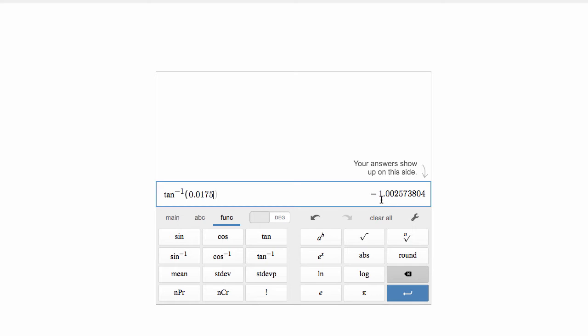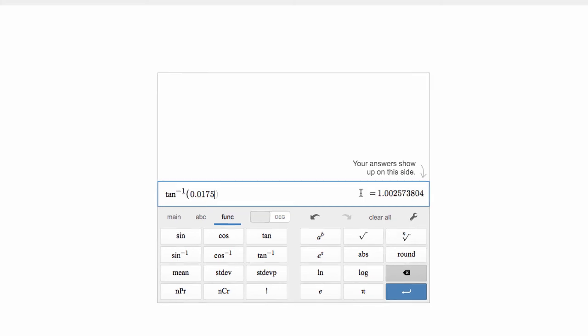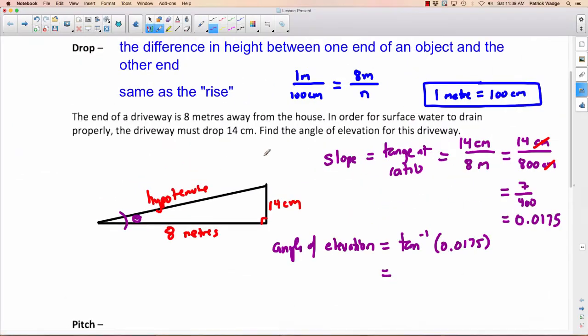So here you go. Here's our answer. It's 1.0025. I guess that's 1.003. I'll put that. 1.003. Basically 1 degrees, isn't it? But I'll put 1.003 degrees. And that is our angle of elevation. That's what this angle right here is.